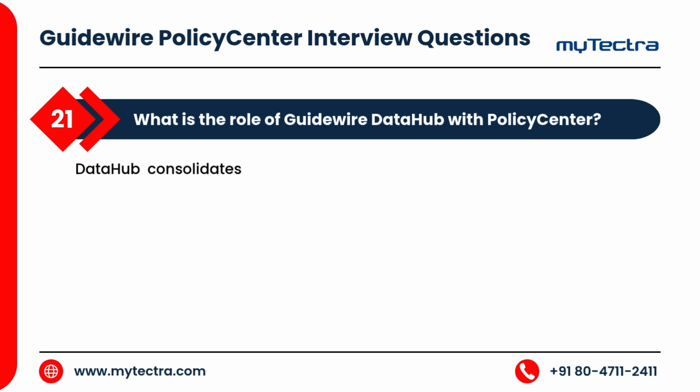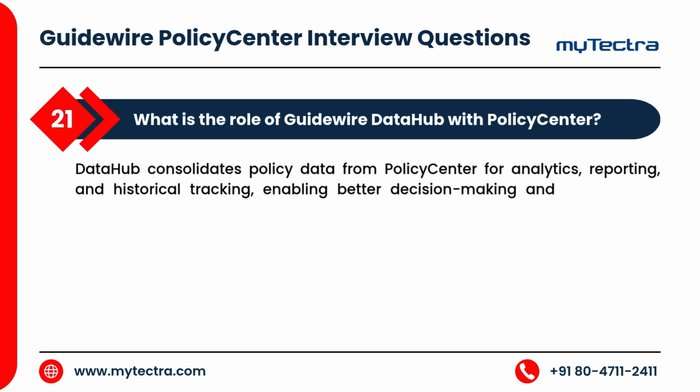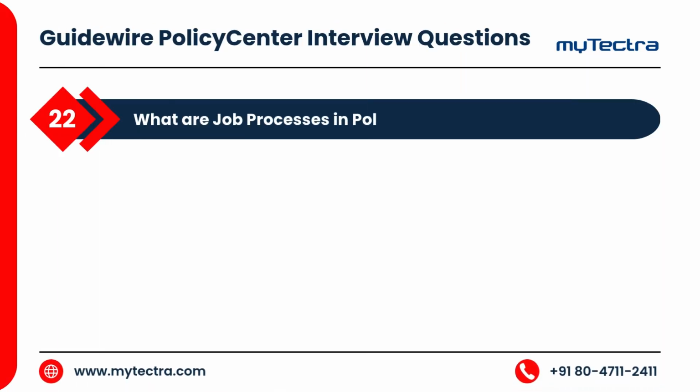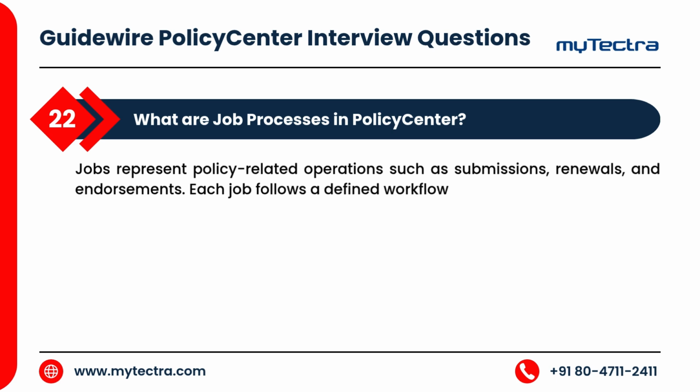What is the role of Guidewire DataHub with PolicyCenter? DataHub consolidates policy data from PolicyCenter for analytics, reporting, and historical tracking, enabling better decision-making and performance monitoring. What are job processes in PolicyCenter? Jobs represent policy-related operations, such as submissions, renewals, and endorsements. Each job follows a defined workflow with states and transitions.